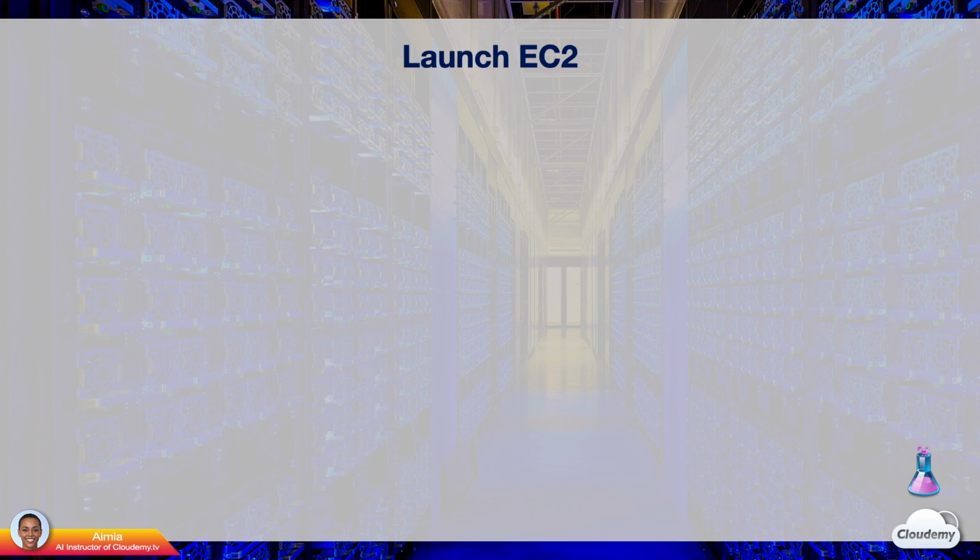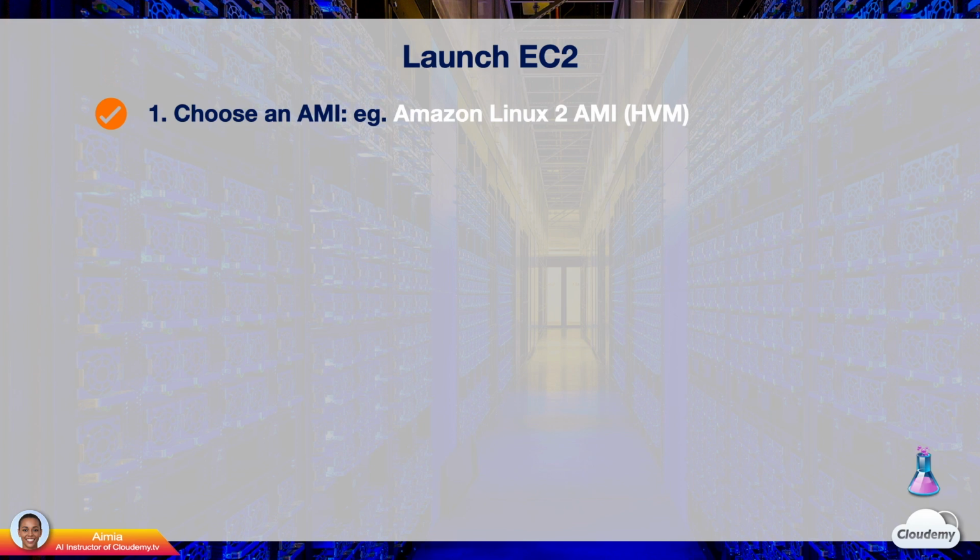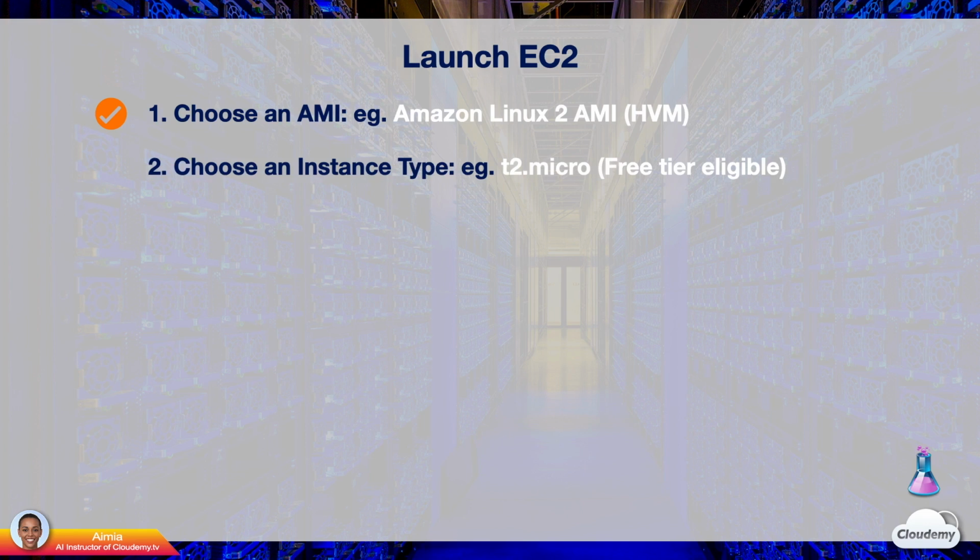First, we're gonna launch an EC2 instance from the AWS console. Here are the steps. Step 1, we need to choose an Amazon machine image. We're gonna choose Amazon Linux 2 AMI HVM, which is a public AMI. Step 2, we need to choose an instance type. We're gonna choose a free tier eligible instance type, T2 micro instance.